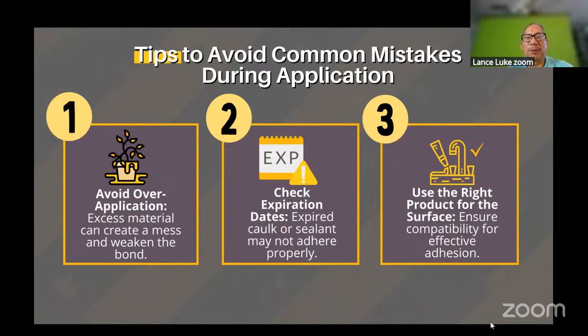Use the right product for the right surface, the proper surface. So you want to make sure that it's compatible. In other words, you don't want to use silicone caulking that you use for your bathroom tile on the exterior of your house. That might not be the right application, and it's not going to work properly.